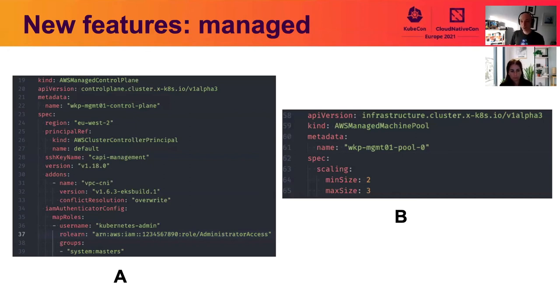On the right-hand side, you'll see an example of an AWS managed machine pool. So this is very similar to what Sedef showed in the demo, but this is just for the managed machine pool side of things. And you can see it's very simple. We're only specifying two properties here, the min and the max size of that machine pool.